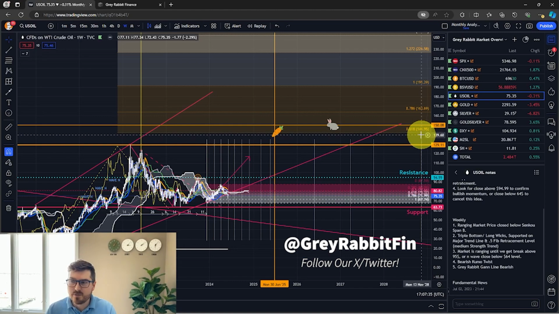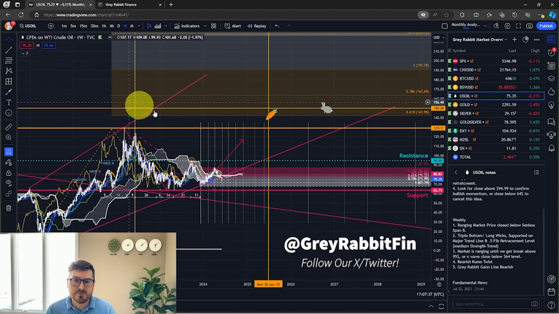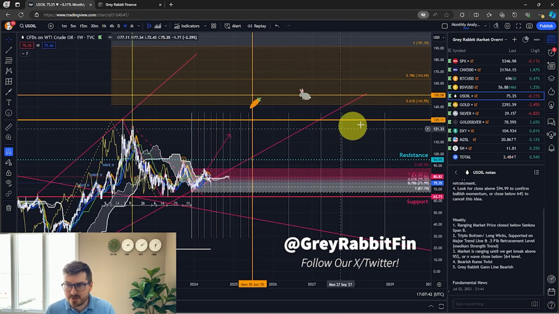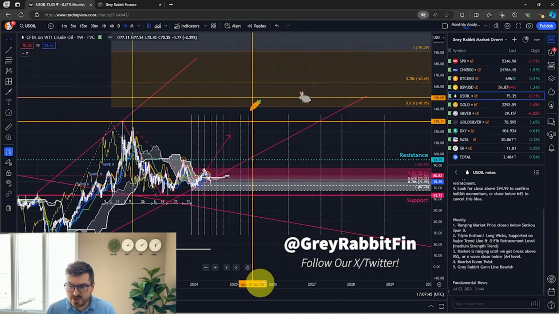and that's $141.95 per barrel of oil. And this could be sometime next summer. I have this time cycle reaching around next summer, June 2025.